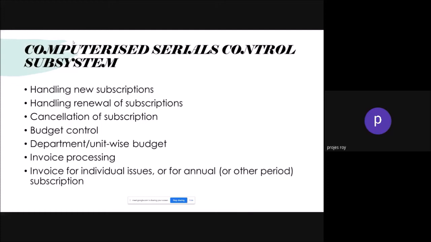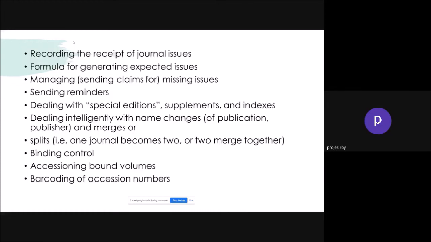Then you have to look at the different department-wise budget. Then you have to create the invoice. Unless you create an invoice, people are not going to give you the serials or journals. So these are important. Then recording the receipt of journals. When one journal normally comes up in the library, you have to record it.